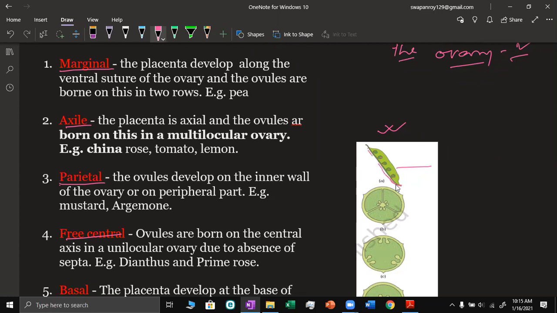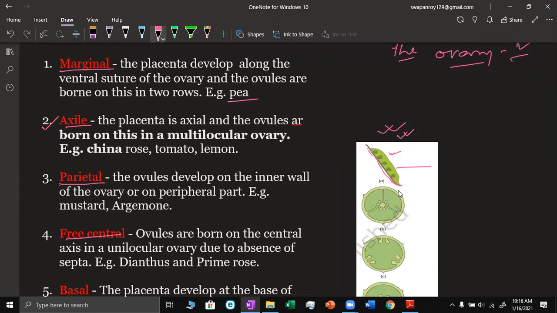Particular joint on the ventral side. On the ventral side of the ovary, which is one chambered, it is monocarpellary, and they are attached. So it is the characteristic placentation of the family Fabaceae or the Papilionaceae family. Okay, marginal. It is found in pea and all the beans, all the beans, pulses, this type of placentation you will find.